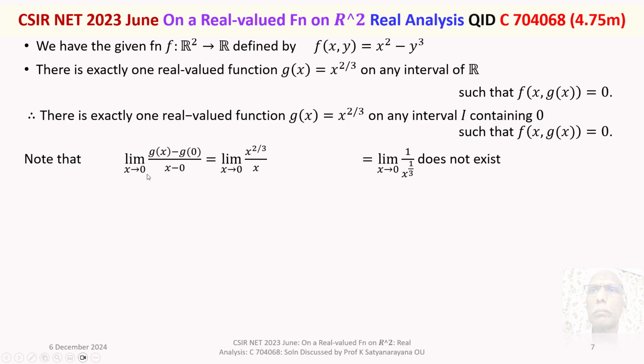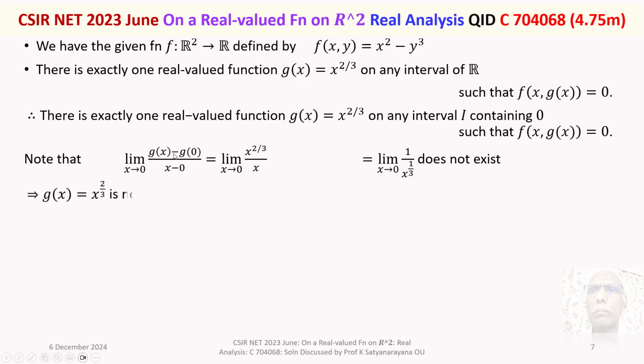The limit as x tends to 0 of g of x minus g of 0 by x minus 0 is the limit as x tends to 0, where g of x is x to the power of 2 by 3 and g of 0 is 0, by x. And that is the limit as x tends to 0 of 1 by x to the power of 1 by 3. This limit does not exist, as it is sitting in the denominator x to the power of 1 by 3. You can show this by means of the left limit, right limit concept also.